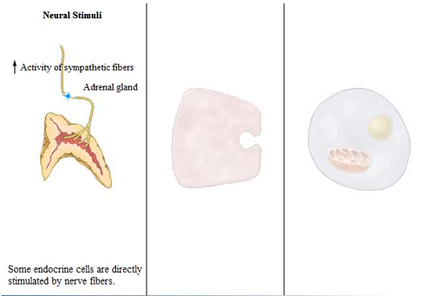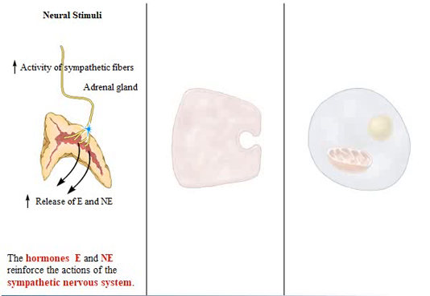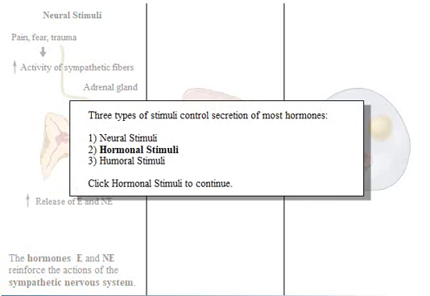Preganglionic sympathetic fibers innervate the endocrine cells of the adrenal medulla. When they are stimulated, the neurotransmitter acetylcholine is released from their axon terminals. Acetylcholine causes adrenal medullary cells to release epinephrine and norepinephrine into the bloodstream. The hormones, epinephrine and norepinephrine, reinforce the actions of the sympathetic nervous system. Any stimulus that elicits a sympathetic discharge, stressors such as pain, fear, physical trauma, infection, prolonged cold, or emotional stress, causes secretion of epinephrine and norepinephrine. Click hormonal stimuli to continue.